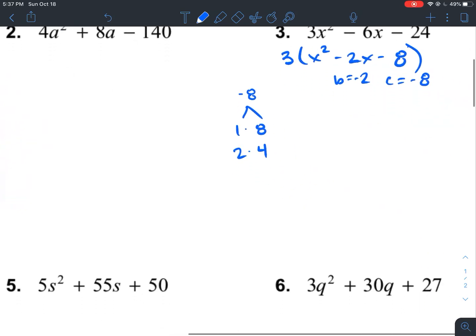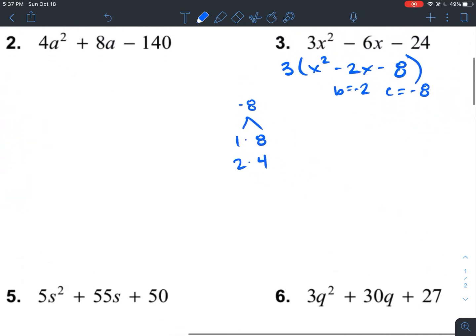Now, which two pairs of these numbers would multiply to be negative 8 and add to be negative 2? So that means one of them has to be negative, right? So right here, it would have to be negative 4 and positive 2. So those are the factors.